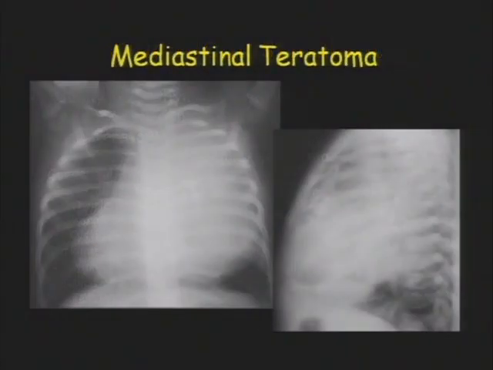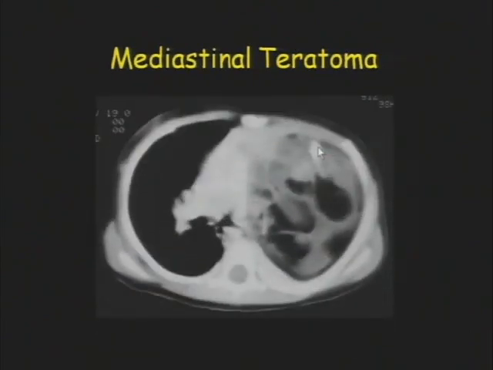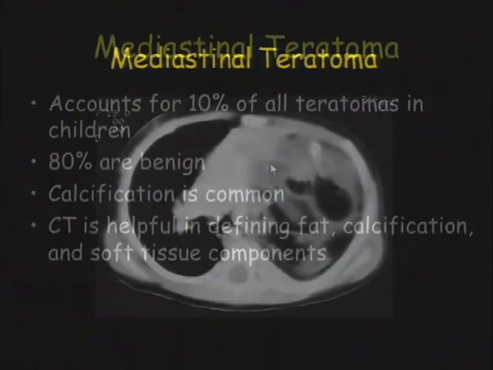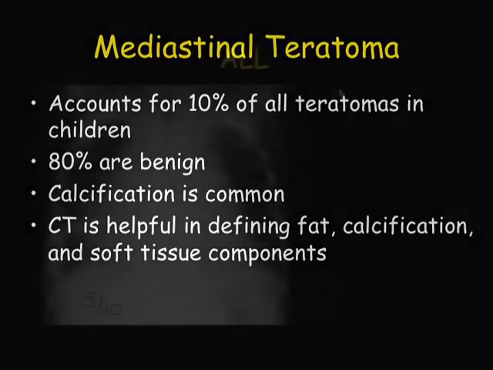Here's a patient who has a mediastinal teratoma, a big anterior mediastinal mass that's calcified. And that can be very helpful to categorize that lesion when you see that calcification. In addition, we can see areas of fat development in this lesion on CT. Mediastinal teratomas are about 10% of all teratomas. They're usually benign, but you can't tell if they're benign or malignant based on how they're looking.